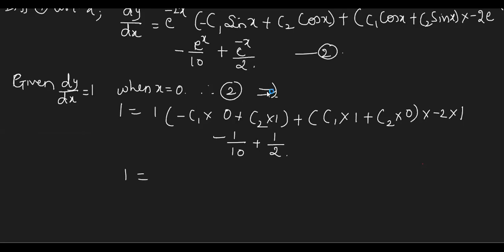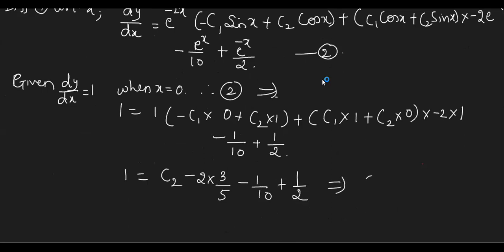What remains in this bracket? This is 0. Only C2 remains. Here what remains? C1 remains, no? C1 into minus 2, minus 2 C1 remains. The C1 value is obtained, no? Shall I substitute 3 by 5? See, this is minus 2 C1. I am writing the C1 value as 3 by 5. Next, minus 1 by 10 plus half.